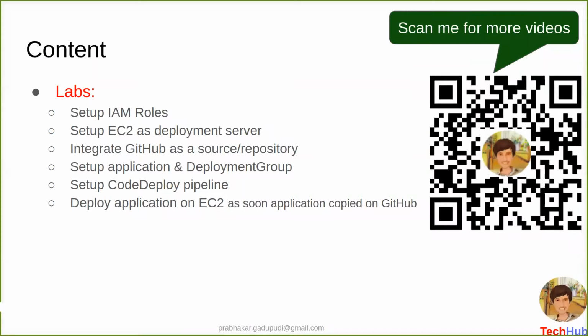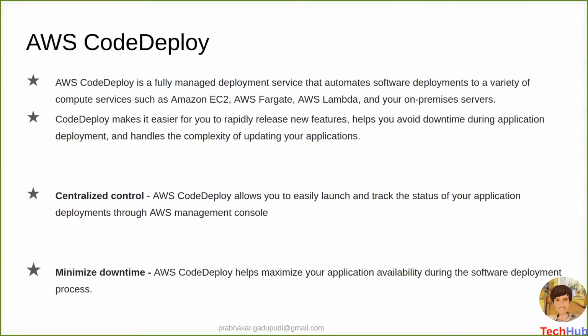I'm going to set up IAM roles, and I'm going to set up an EC2 instance as a deployment server, and I will integrate GitHub as a source repository, and I will set up the application and the deployment group in CodeDeploy, and create a pipeline for automatic deployment, so that as soon as you push the source code into the GitHub repository, it will automatically detect the code changes and trigger the deployment into the EC2 instance.